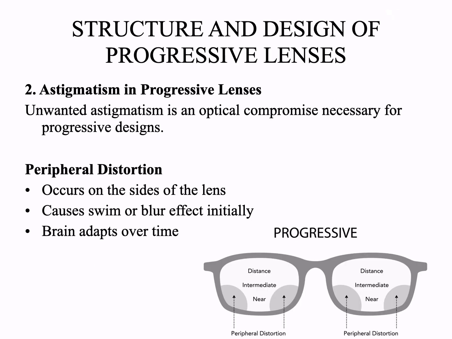Astigmatism in progressive lenses. Unwanted astigmatism is an optical compromise necessary for progressive design. In progressive lenses, there is something called peripheral distortion, which occurs on the sides of the lenses. It causes a swim or blur effect initially, and slowly and gradually the brain adapts over time.